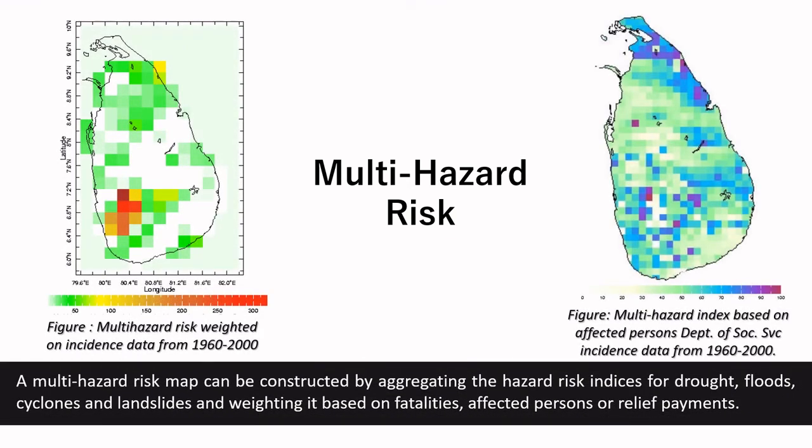Vulnerability and resilience can be affected by multiple disasters in the same place. It is useful to know the places with multiple hazards. The areas with high risk can be termed as hazard hotspots. The multi-hazard map to the left ranks the disasters by the fatalities. If a disaster occurs, it can affect the vulnerable. The southwestern hill slopes and the northeastern coast are the multi-hazard hotspots in Sri Lanka. The multi-hazard risk map to the right depicts incidence data from 1960 to 2000.